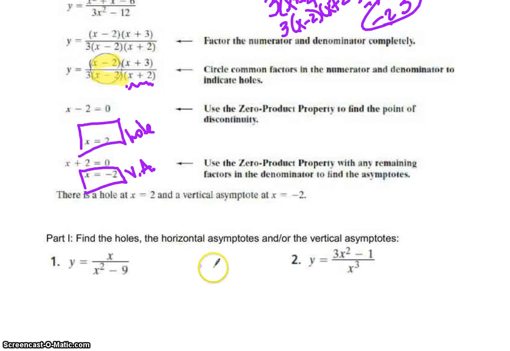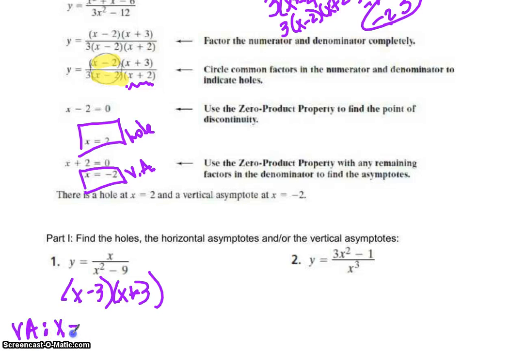So looking at number 1, the first thing you're going to do is factor the bottom, and this is a difference of squares, so it becomes x minus 3 and x plus 3. Start by looking for holes. Is there anything in the top and the bottom that's going to cancel? No. So then you find vertical asymptotes. So your vertical asymptote is going to be at x is equal to 3 and at x is equal to negative 3. I took each part of the denominator and set it equal to 0 and solved.